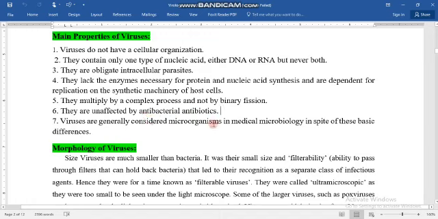Viruses are generally considered microorganisms in medical biology in spite of basic differences. So we discuss them as microorganisms, because they contain genetic material and have the ability of replication. Now we move toward the morphology of viruses, but we will discuss that in our upcoming video. I hope you understand this. Here we discussed viruses, their properties, why viruses have some specific mechanisms and why viruses do not contain some mechanisms, etc.